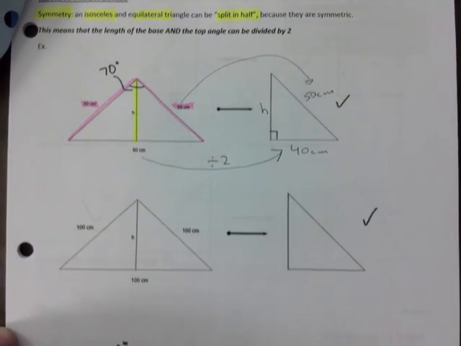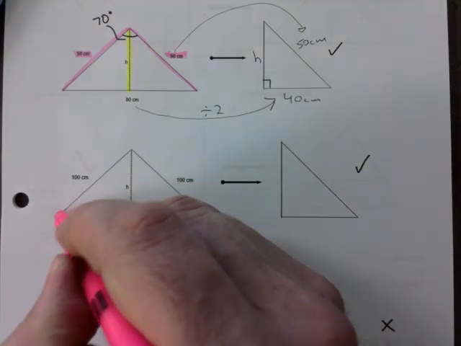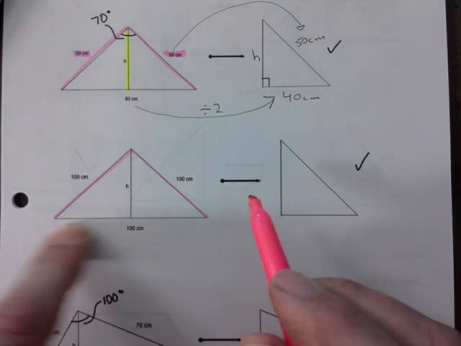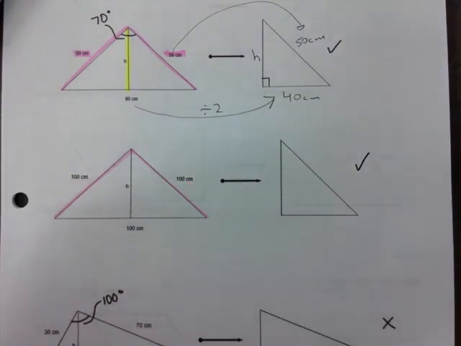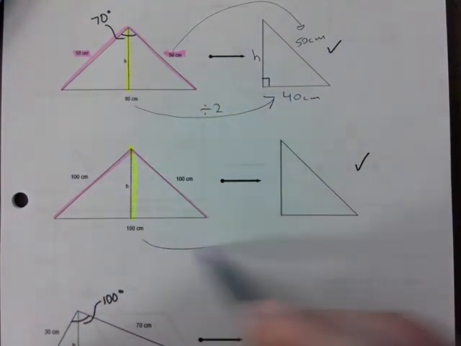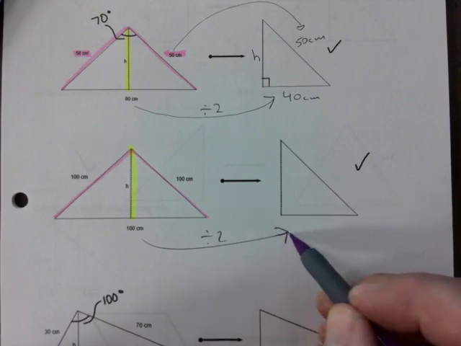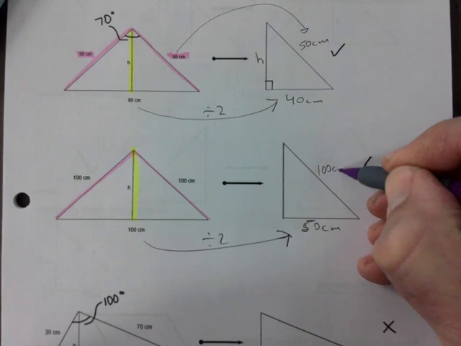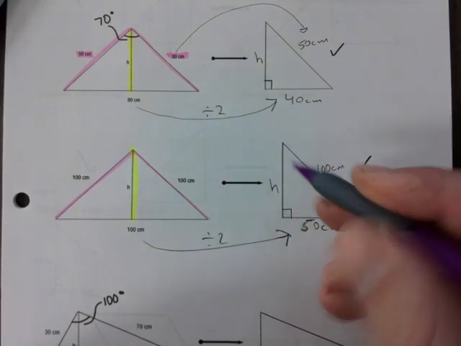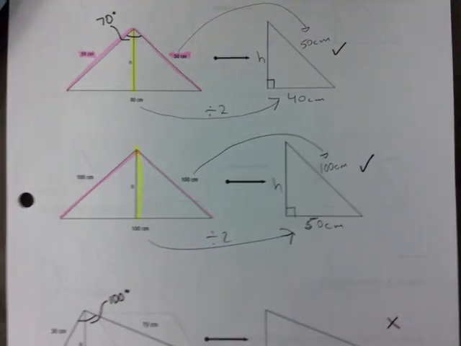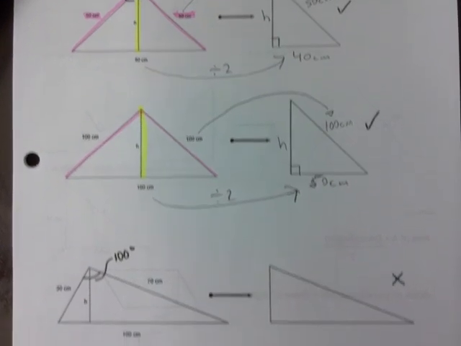Over here, again, I look at these two sides. This is actually an equilateral, they're all 100, but I'm looking at these two, which means I can split it in half. So this just gets divided by 2. So this is 50 centimeters. This is 100. And this is your 90, and this is H. So the 100 comes over, but we split the base in half. So check, check, check.